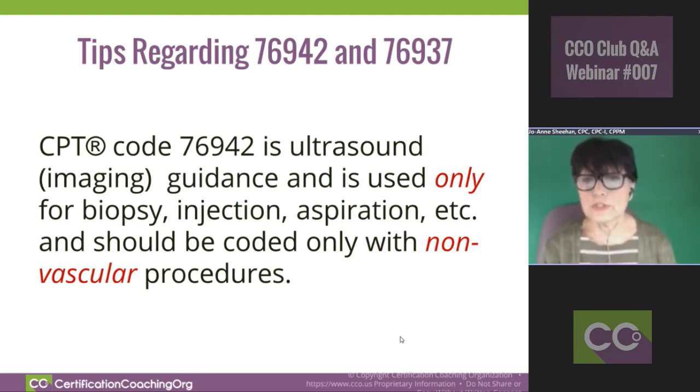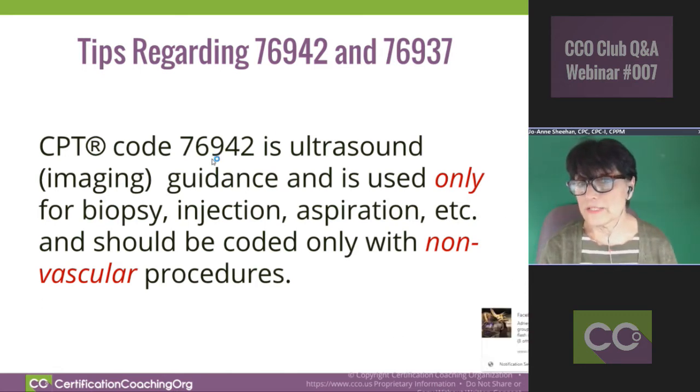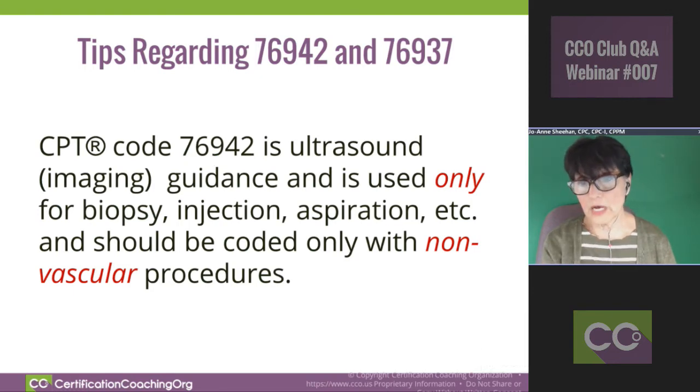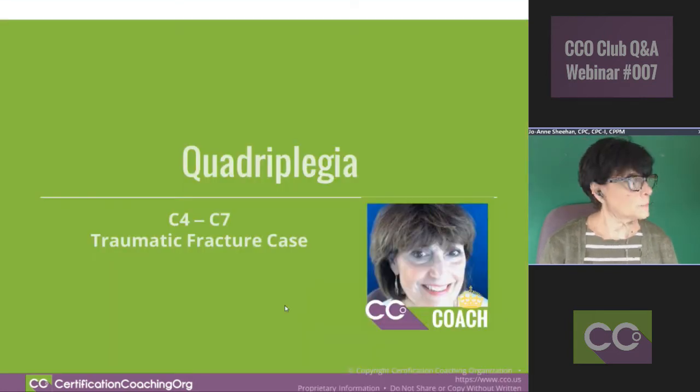The 76942 is an ultrasound imaging guidance and is used only for biopsy, injection, and aspiration, but it's to be coded only with non-vascular procedures. Where the 76937 is vascular, we're focusing on the 76942, and that is non-vascular. So remember that as well. So any questions for that? I don't see any questions for that.